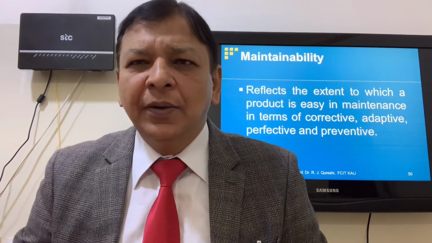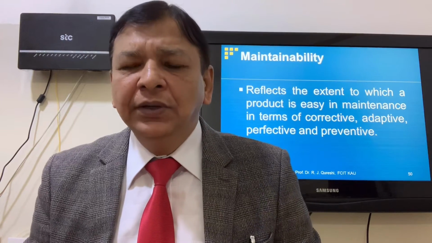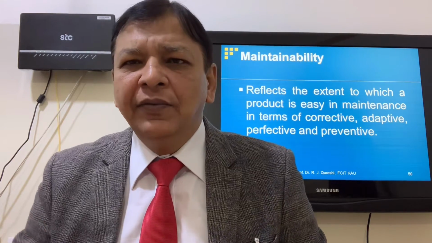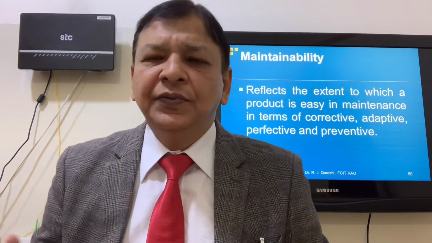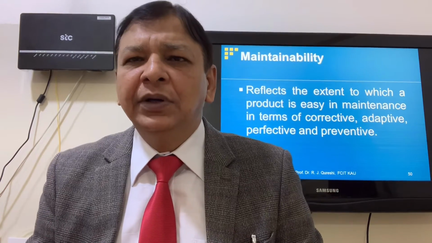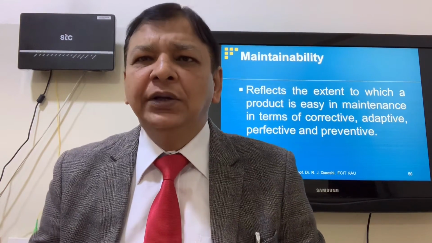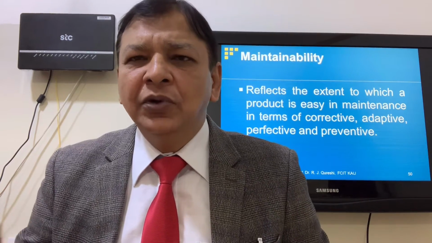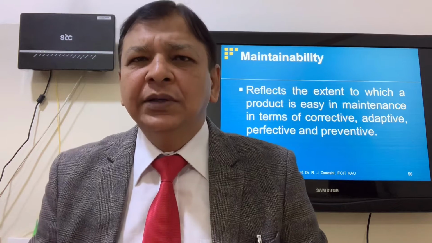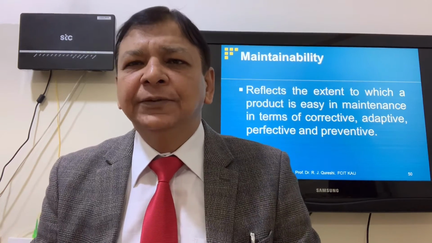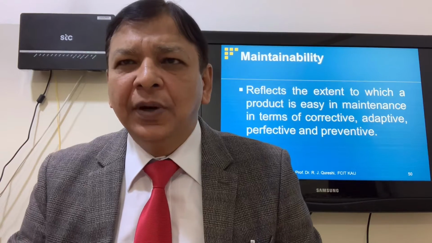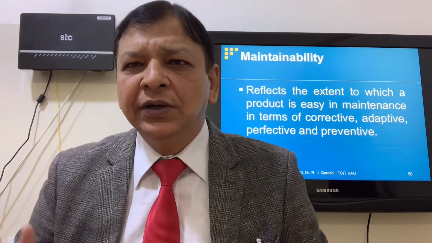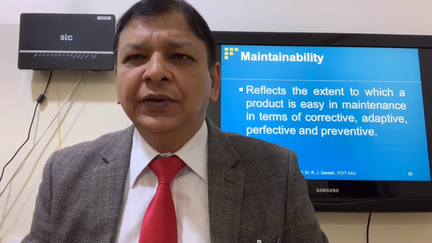Perfective means easy to update, easy to upgrade. Preventive means we perform maintenance to improve the quality of software. It's like we have a legacy system, and after 10 years, 15 years, we need to perform preventive maintenance to improve the quality of software in terms of efficiency, performance, reliability. It's taking more time to load, or more maintenance is required in terms of corrective maintenance, because during the life of software we perform corrective, adaptive, and perfective maintenance, so its quality goes down, it's deteriorated. So we need to improve the quality of software.